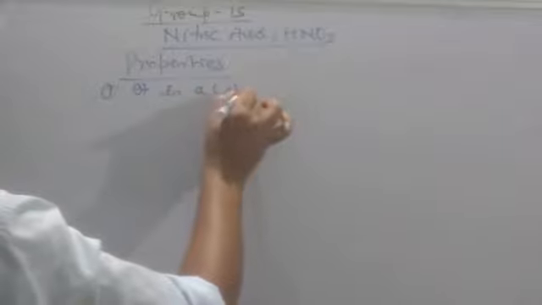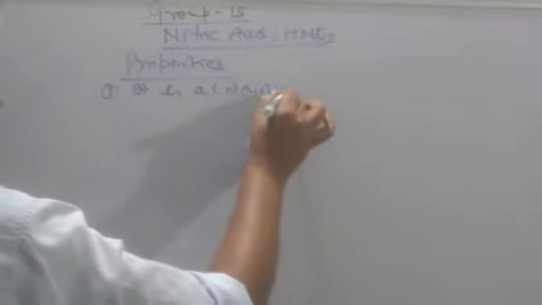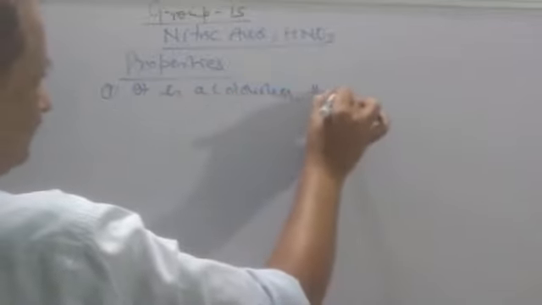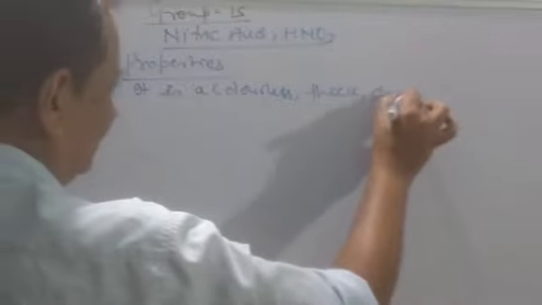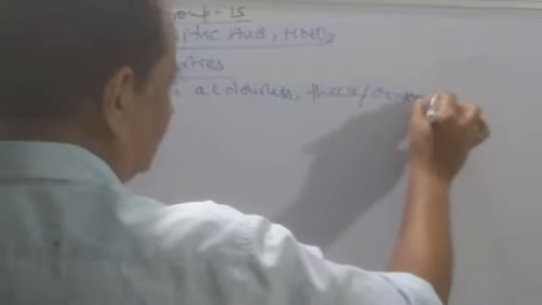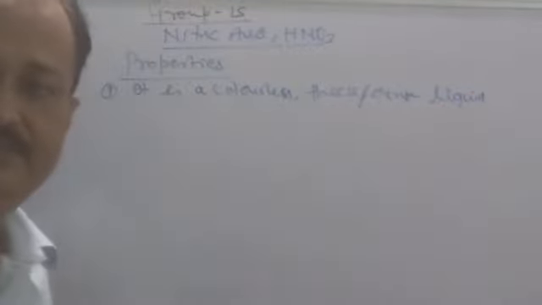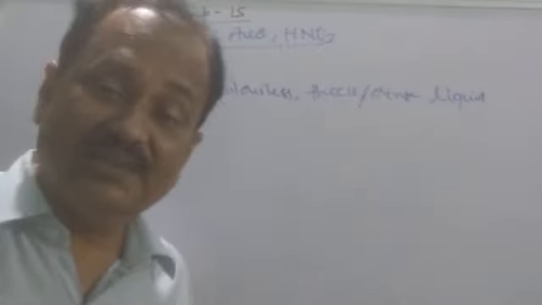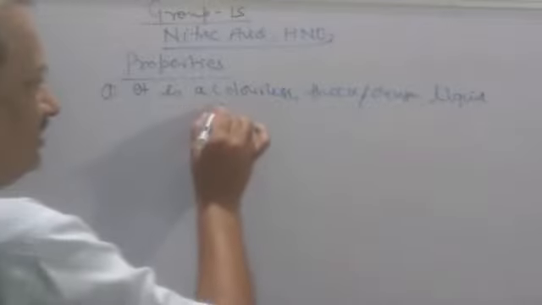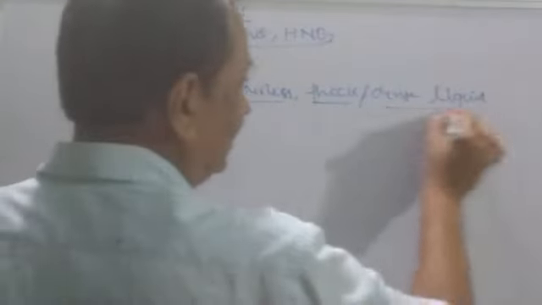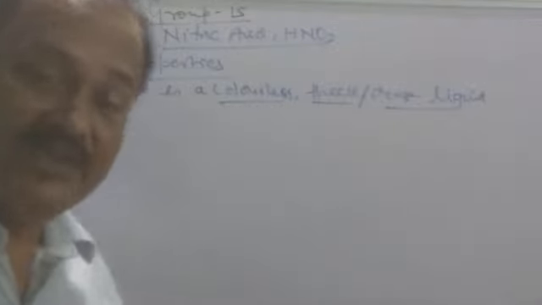So it is colorless. You have to keep in mind it is a colorless, thick, means dense liquid. It is a sticky liquid in pure condition. In pure condition it is a colorless, thick, dense liquid. Sticky liquid, you can say it is a sticky liquid.